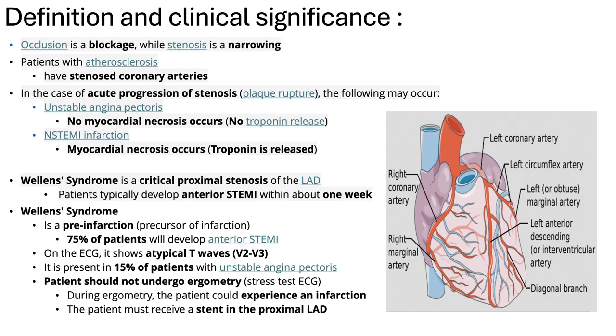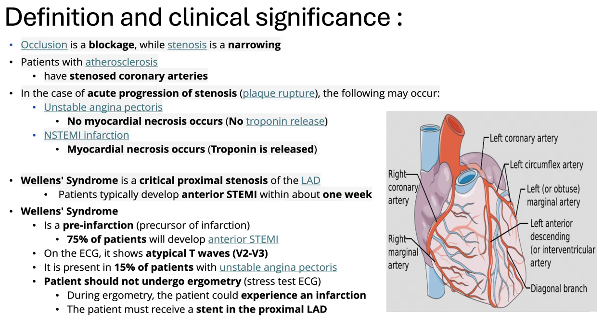Wellens syndrome is defined as a critical proximal stenosis of the LAD, as you can see in the picture on the right, also called the anterior interventricular artery. Usually the patients develop anterior STEMI within about 1 week after the Wellens syndrome pattern on ECG, in about 75% of patients. On the ECG, it shows atypical T waves, present mainly in leads V2 and V3, but it can also be present from lead V1 to V6, though usually in these two leads.